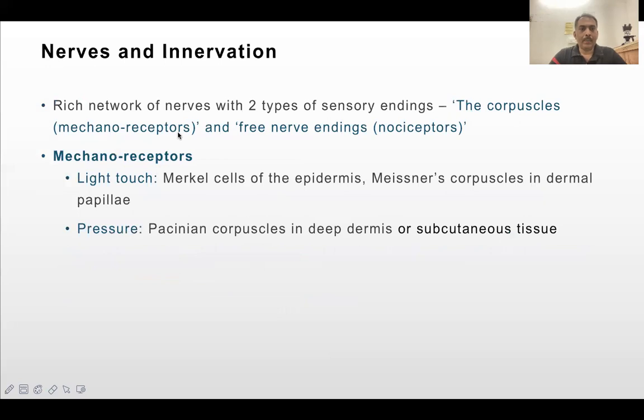This area, the dermal area and the reticular dermis particularly, has a rich network of two types of sensory nerves, the corpuscles or the mechanoreceptors and the free nerve endings or the nociceptors. The mechanoreceptors respond to light touch and are called the Merkel cells and the Meissner corpuscles, and those which respond to pressure are called the Pacinian corpuscles, and these are located in the deeper dermis or the subcutaneous tissue.